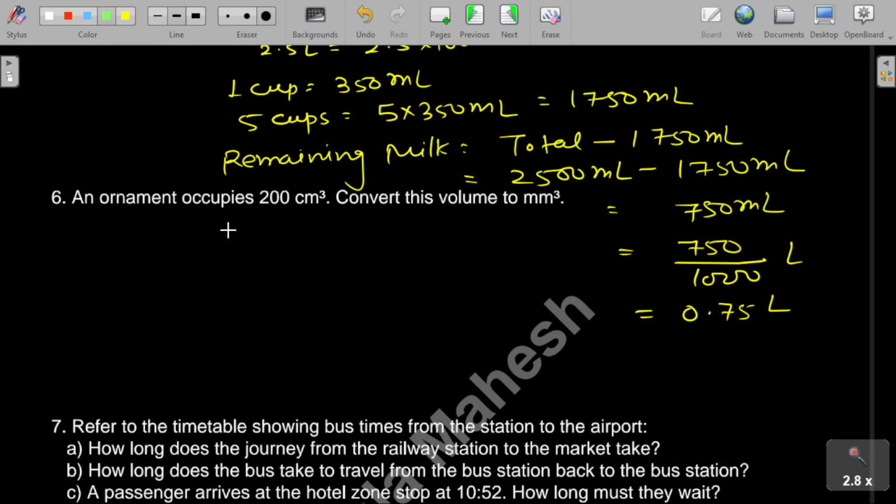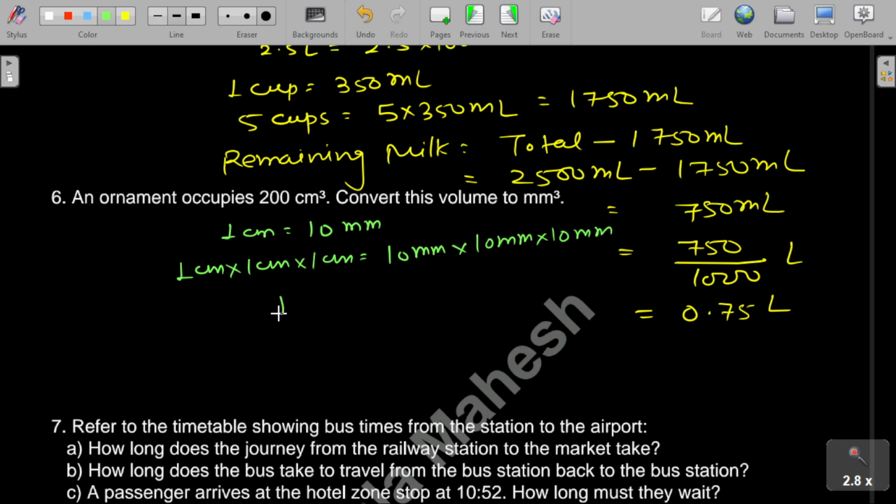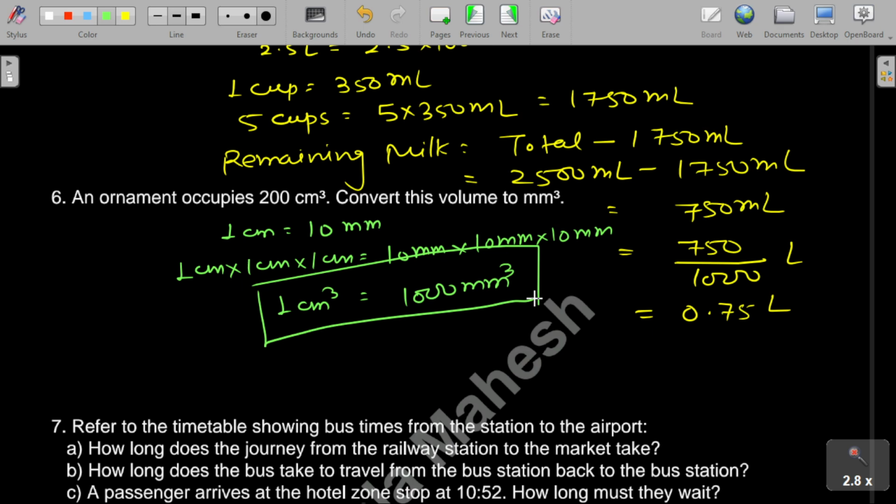Okay, we know that 1 centimeter equals 10 millimeter. So if we multiply 1 centimeter 3 times, 1 centimeter into 1 centimeter into 1 centimeter, then we also have to multiply 10 mm into 10 mm into 10 mm. This is 1 centimeter cube, which is 1000 millimeter cube. So this is how we convert 1 centimeter cube into 1000 millimeter cube.